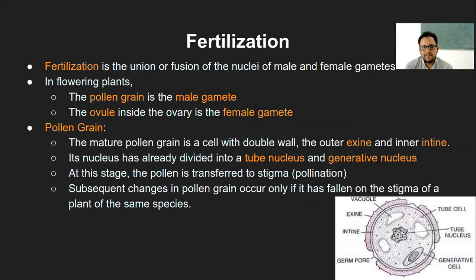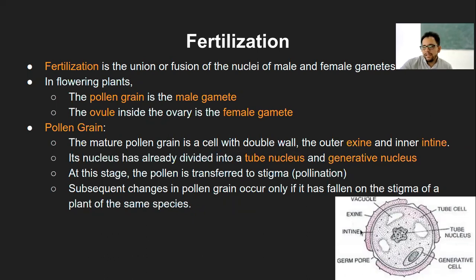Now, in the case of flowering plants, specifically the pollen grains and the ovules are involved, so we will see their structures one by one. First, the pollen grain. There are quite a few terminologies that you will have to remember. For example, the mature pollen grain is a cell with a double wall, as shown in the diagram here. It has a double wall.